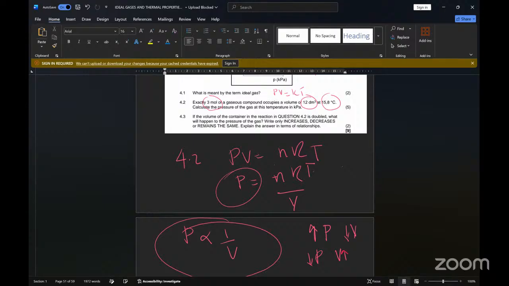So what if the volume of the container is doubled? Will the pressure increase, decrease, or remain the same? The pressure will decrease. Explain the answer in terms of the relationship. That's what I've just explained. So you say, according to Boyle's law, and you have to check the marks there. The marks is 2, so you have to say a bit more. According to Boyle's law, pressure is inversely proportional to volume at constant temperature. So if the volume is doubled, the pressure decreases. That's all.